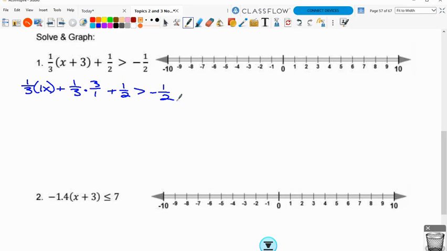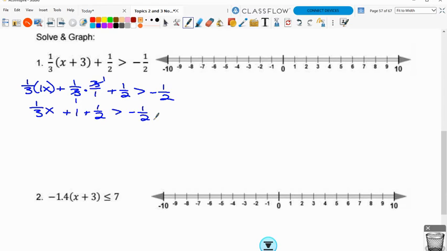So now when we multiply 1/3 times 1x, that's just 1/3 x. And when I do 1/3 times 3, I can simplify the 3 in the numerator and in the denominator. They have a common factor of 3, so they're both going to turn into 1s. 1 over 1 times 1 over 1 is just 1. So 1/3 x plus 1 plus 1/2 is greater than -1/2.